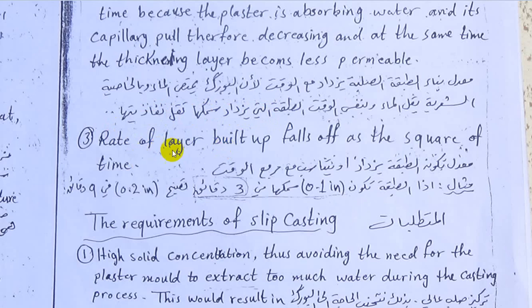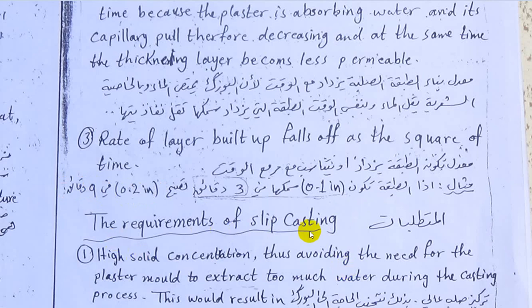The rate of the layer formation, or the rate of the layer built up, is in direct proportion with the square root of time. The built up rate of the layer is directly proportional with the square root of the time. For example, in case we have a rigid layer of the thickness of 0.2 inch in 3 minutes, it will be 0.3 inches in 9 minutes.